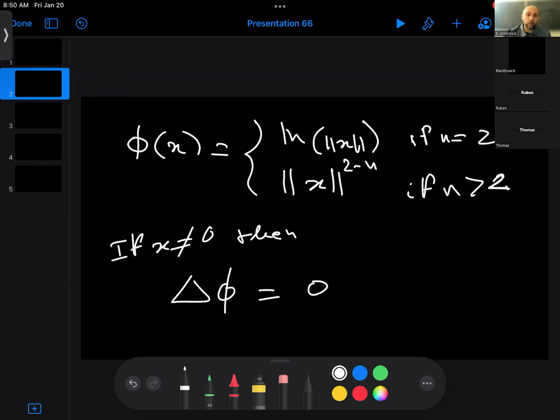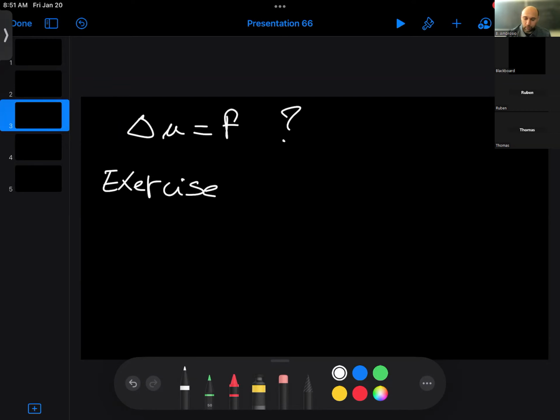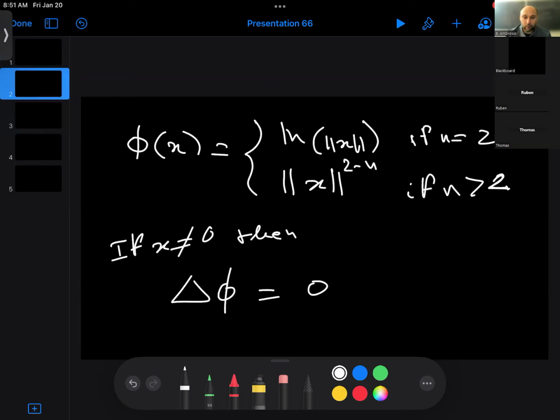All right, and so now today we are trying to find fundamental solutions of the Poisson equations. Okay, that's the question today. And to start with, I propose you an exercise. So you see the problem of this phi is that they are not defined at 0, okay? So there is a singularity at 0.